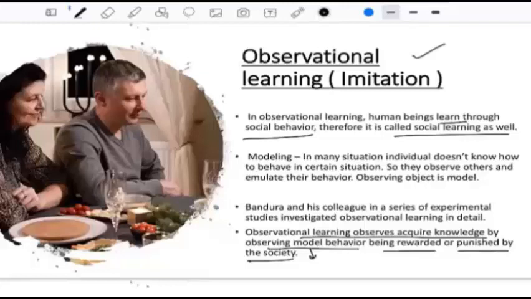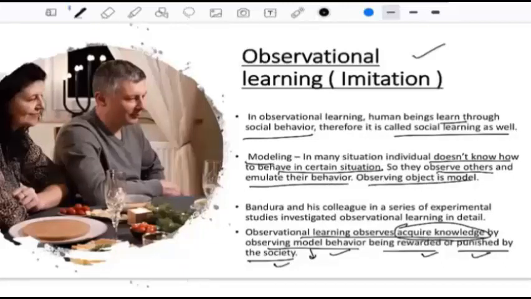If you want to be a good cricket player, then your role model will be Virat Kohli, Brian Lara, Sachin Tendulkar. So you observe model behavior which is being rewarded or punished by the society. While you are observing his or her behavior, you acquire knowledge. Modeling: in many situations, an individual does not know how to behave, so they observe others and emulate their behavior. The object being observed is the model.